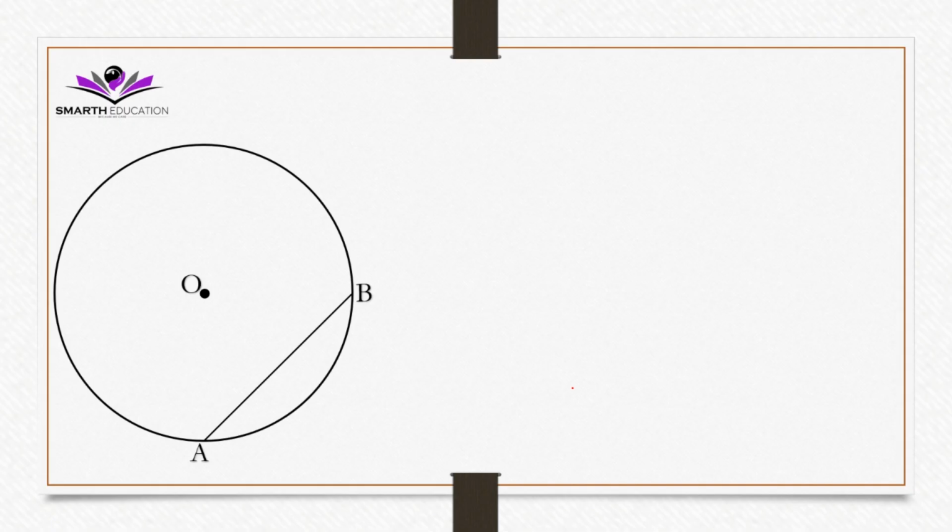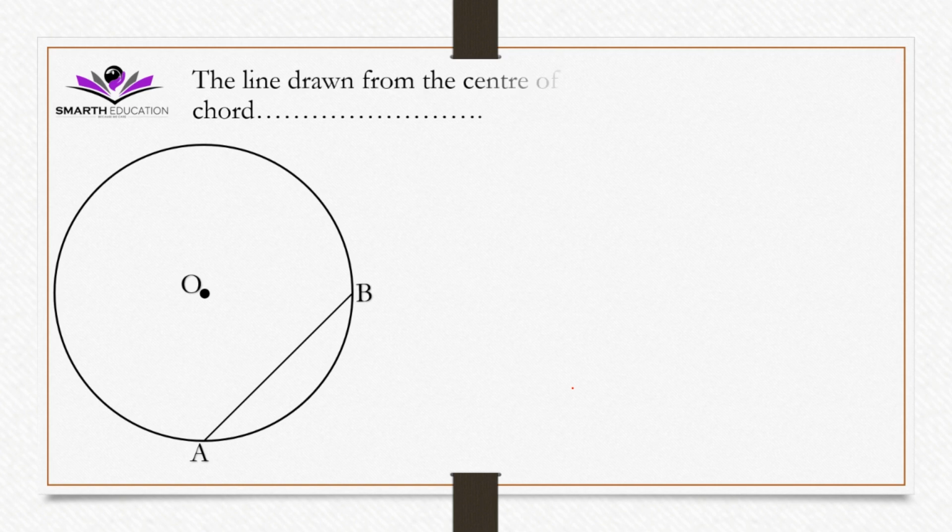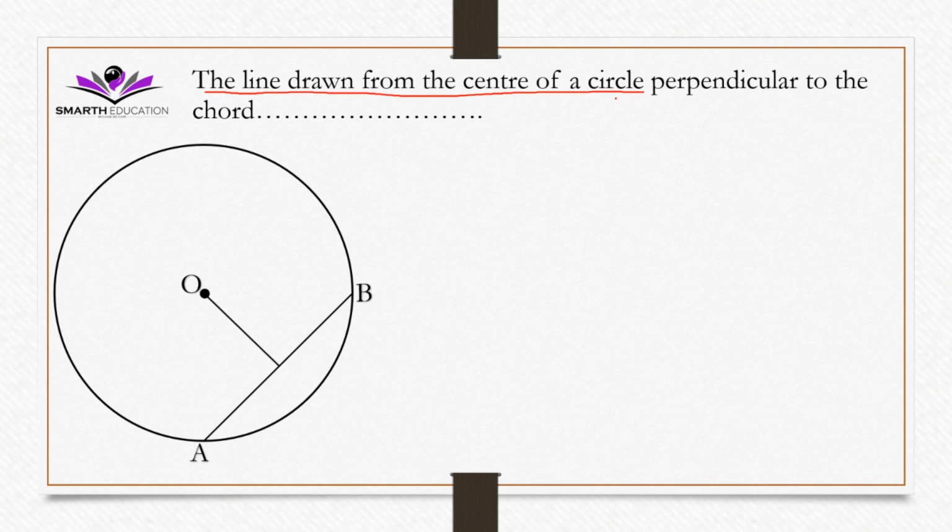So what does this theorem say? It says that the line drawn from the center of a circle, that's this line there, when this line is perpendicular to the chord, you see that? Because the chord is AB. AB is our chord here. So the line drawn from the center of a circle perpendicular to the chord, and then what does it do? We say it bisects the chord.